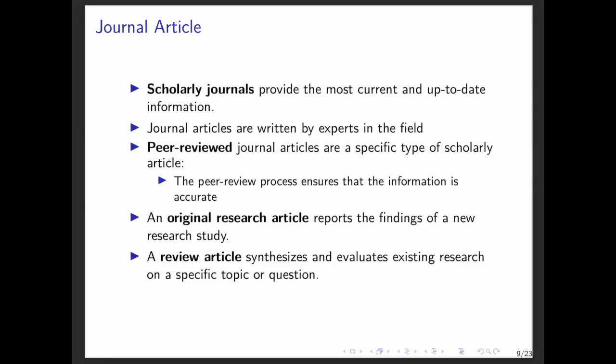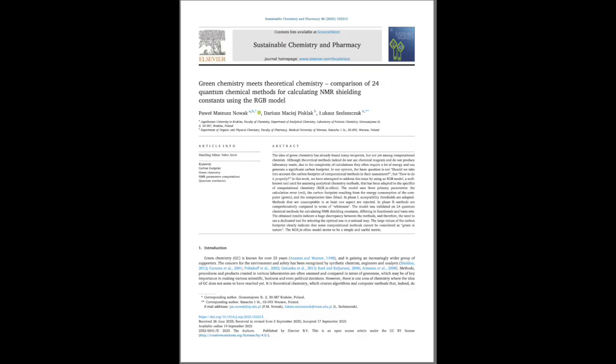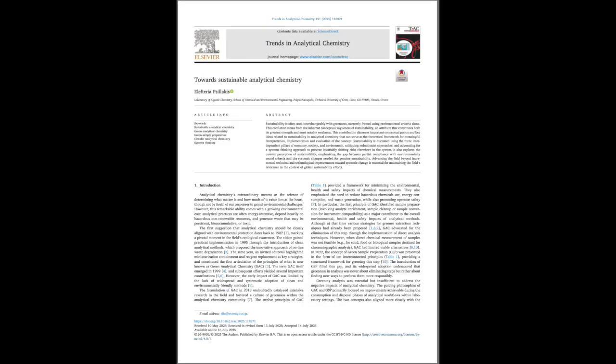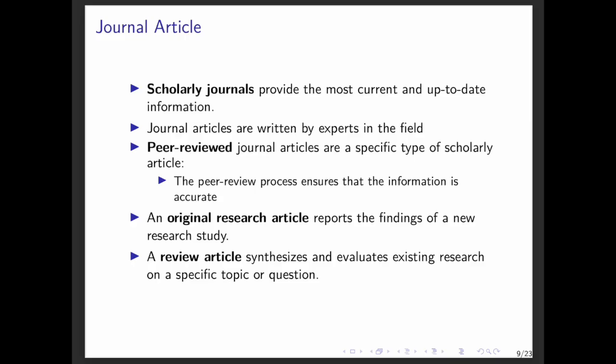There are two main types of journal articles: original research articles, which report new findings; review articles, which synthesize and evaluate existing research on a particular question or topic.